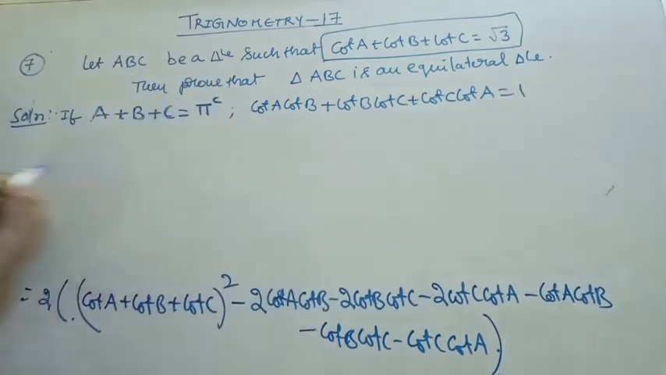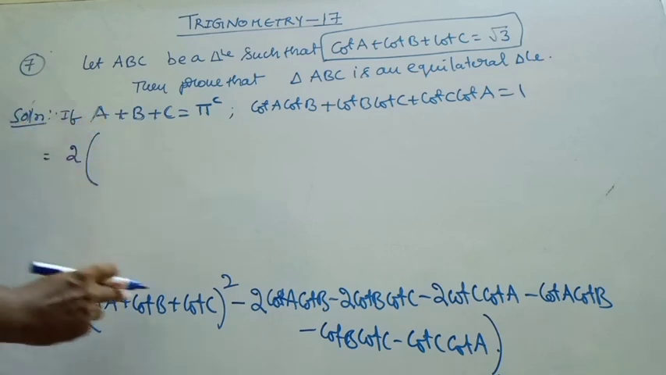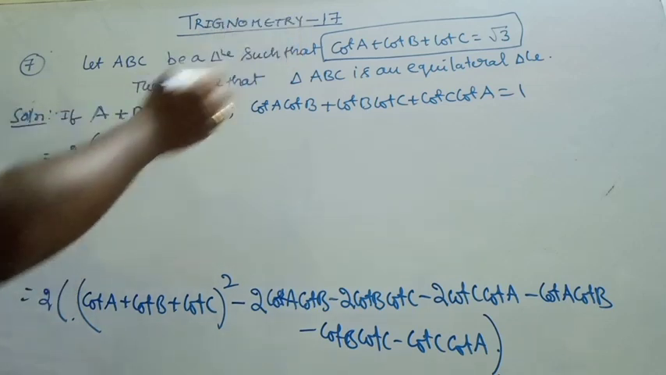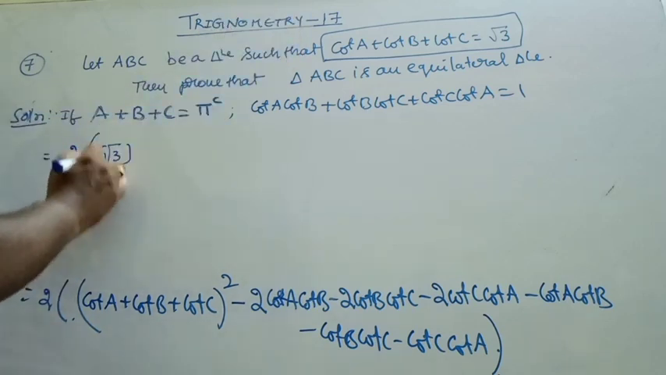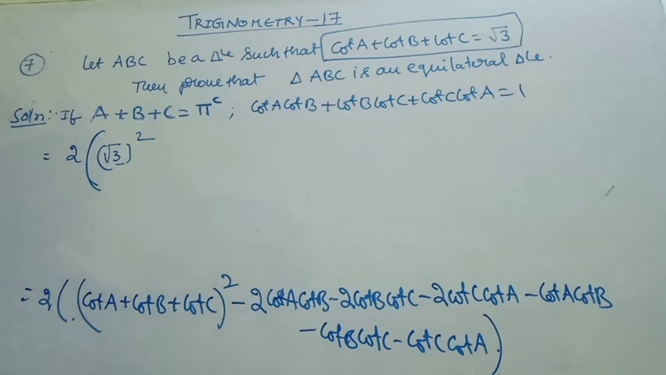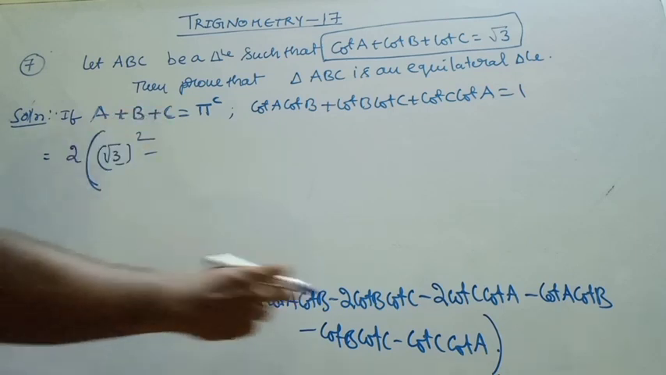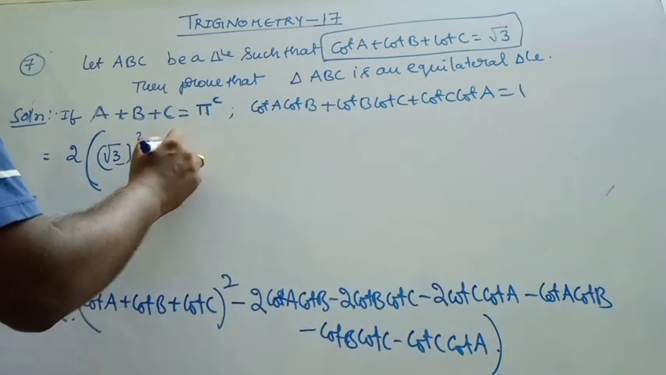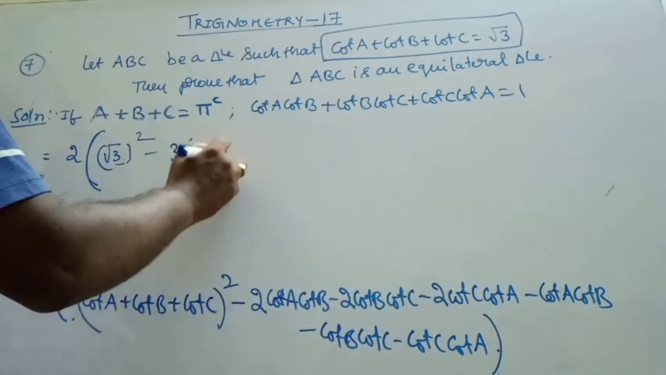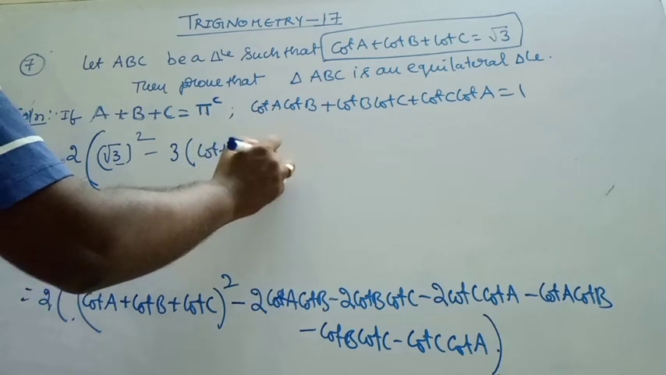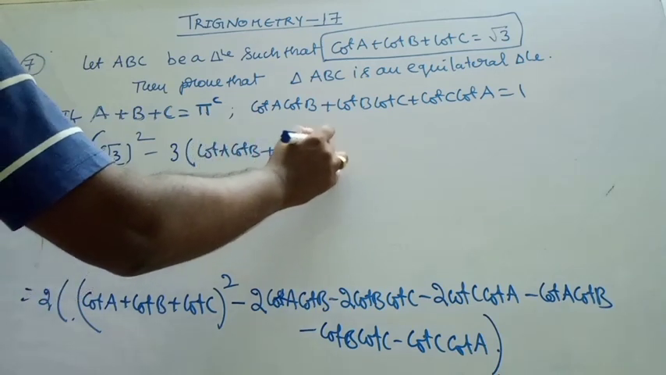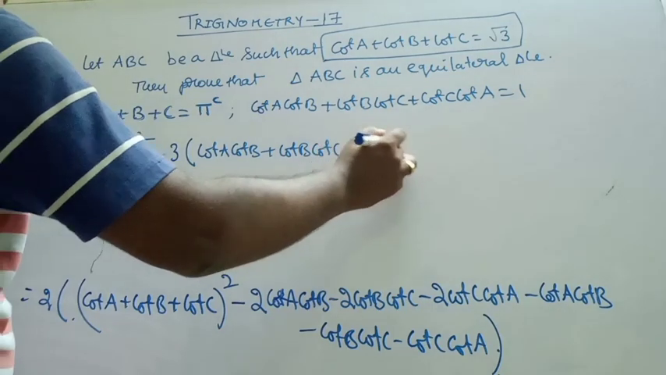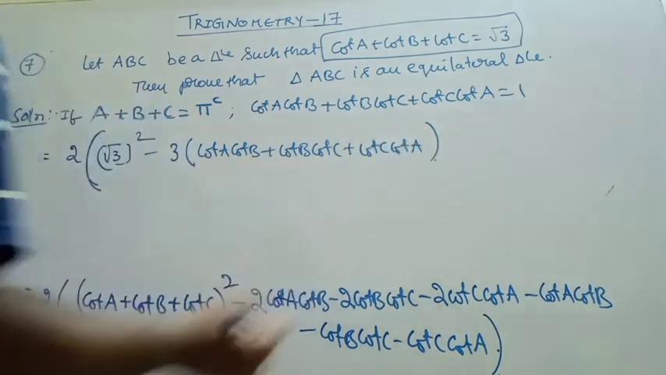Now see, what we are having is, this is equal to 2 times of cot A plus cot B plus cot C, which they have given is root 3, whole square, minus 3 times of, if you take, cot A cot B plus cot B cot C plus cot C cot A, like this, right?